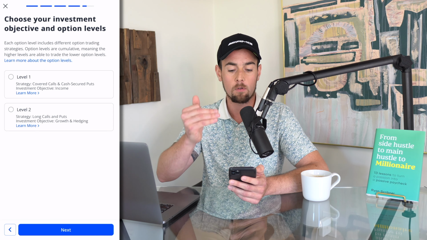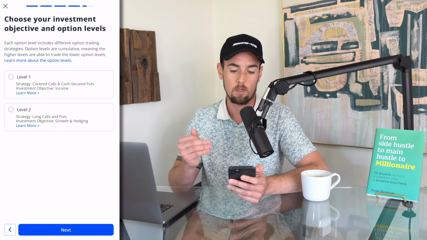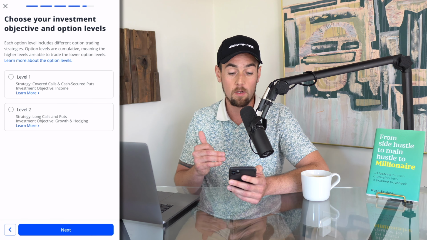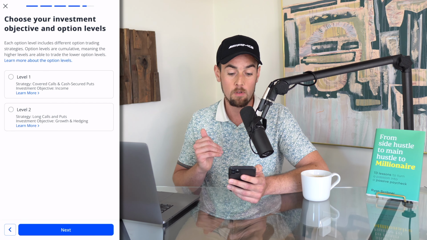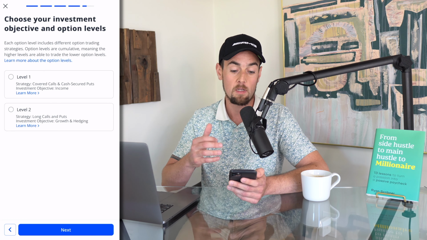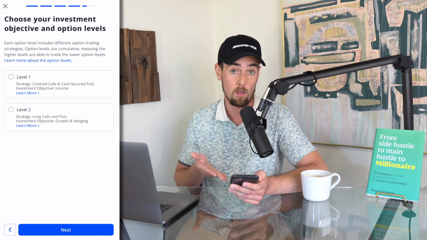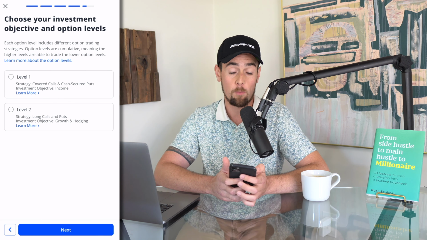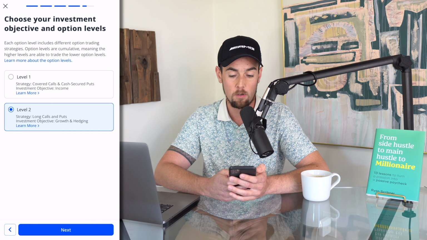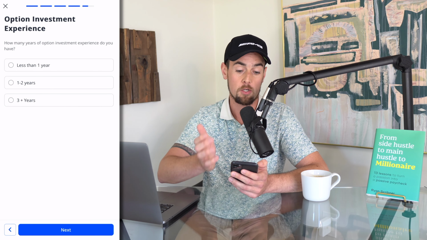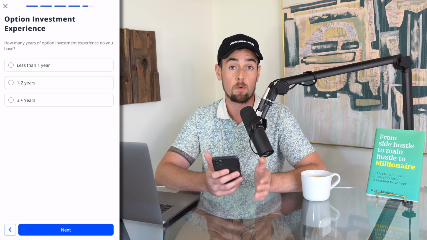to choose the level of options trading that you are looking to get access to. Level 1 is going to be a more basic level, and then level 2 here is going to be more advanced strategies that have greater risk associated with them for the most part. Just for demonstration purposes, we're going to select level 2 here and then click on next, but you're going to want to make your own decision here based on your risk tolerance.